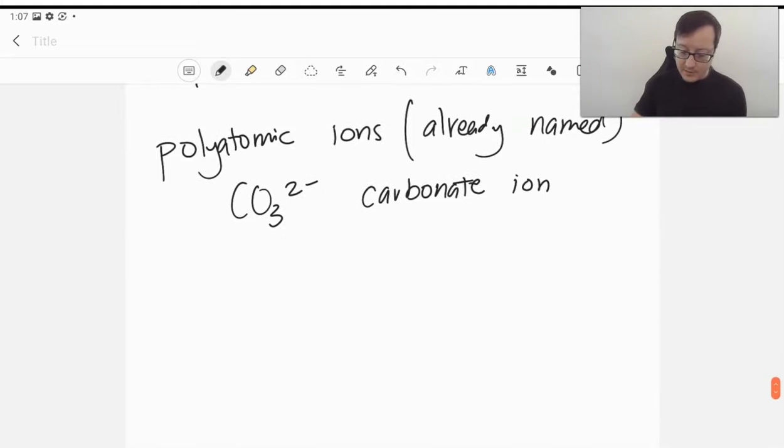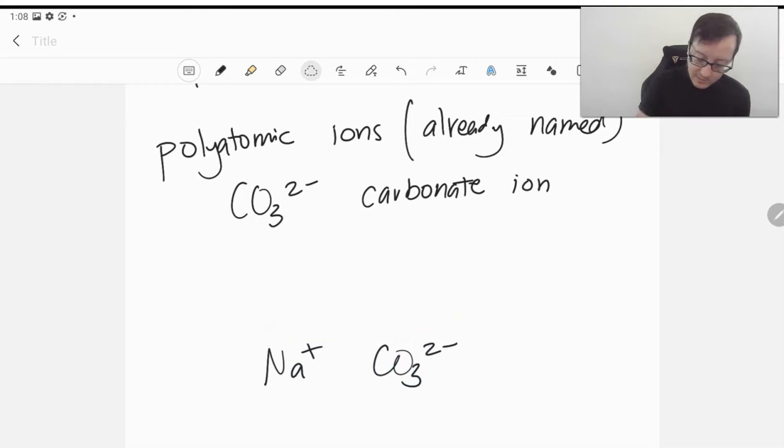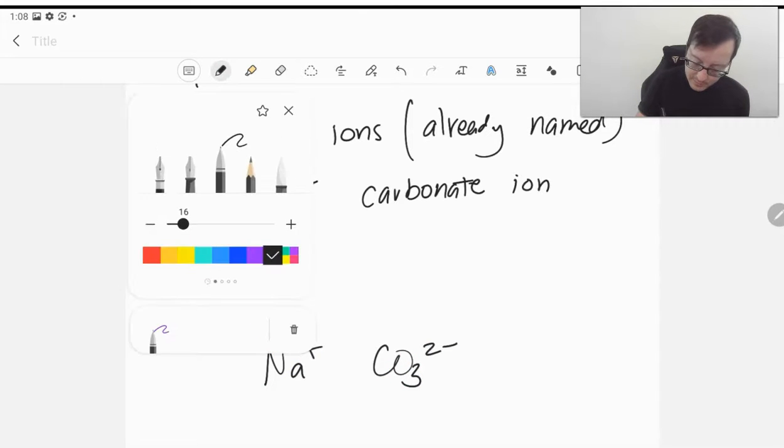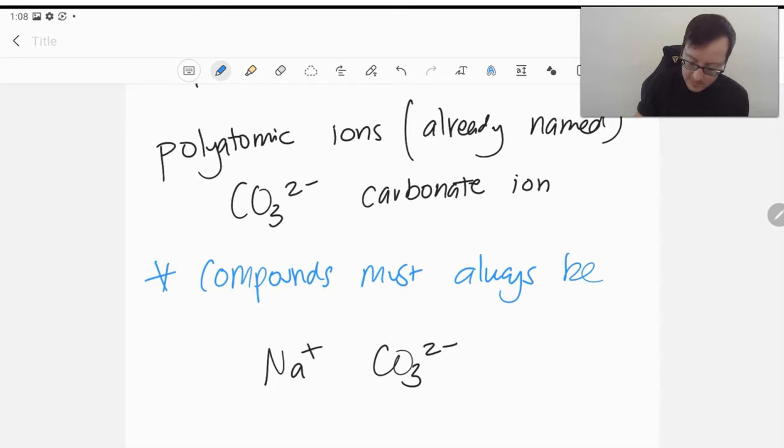So, for example, if we were to say we're going to make an ionic compound between sodium ions and carbonate ions, we'll see that when we need to do this, compounds must always be neutral. That's one thing we need to put here. So let me put this in. Let's put it in light blue because it's super important. Compounds must always be neutral.